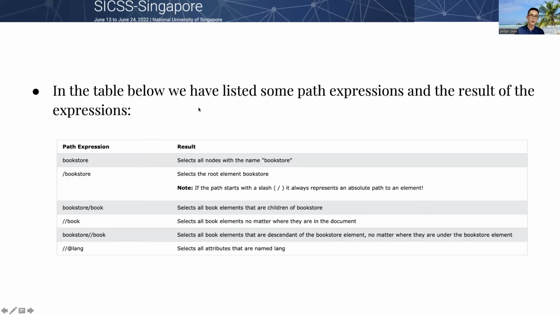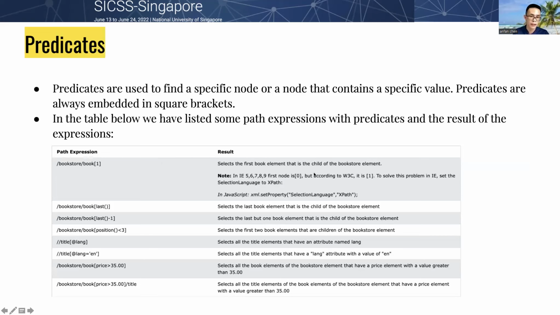And in this table, we also list the path expressions and the results of the expressions. For example, if you just input bookstore, it means select all nodes with the name bookstore. This one selects the root element bookstore, and bookstore/book means select all book elements that are children of bookstore. So there are many expressions you can write to extract elements from XML documents, and if you want to know more, just search for XPath expressions.